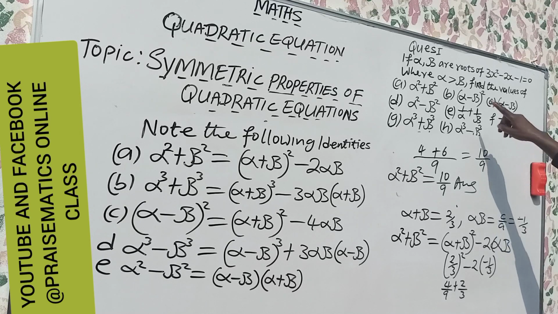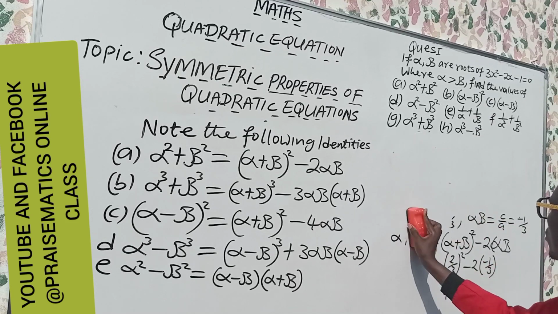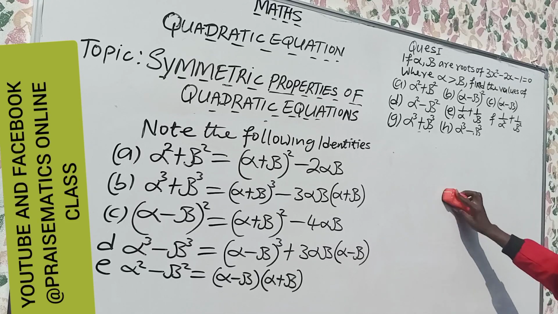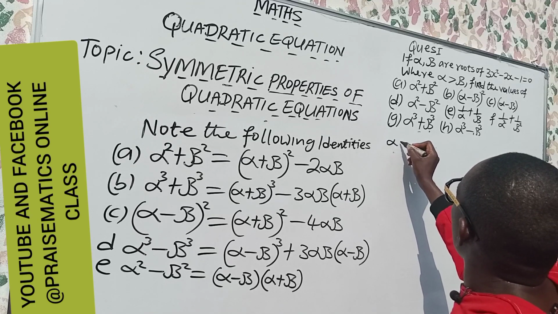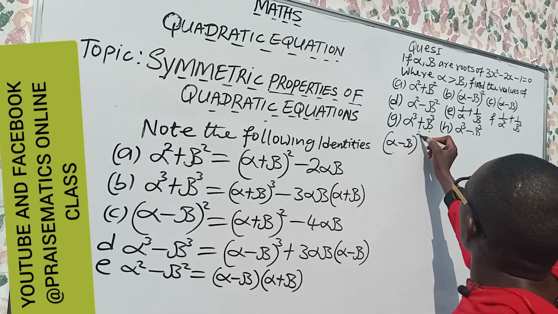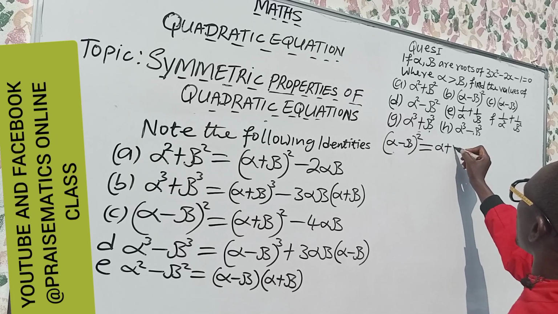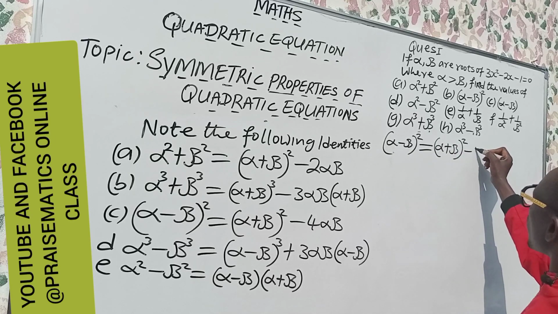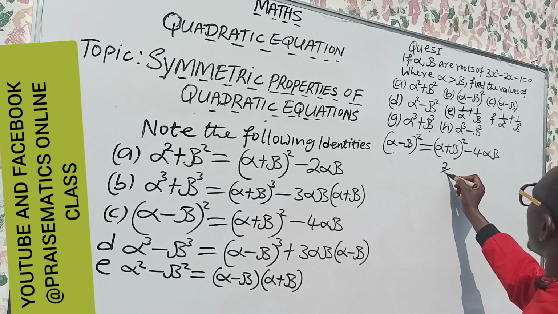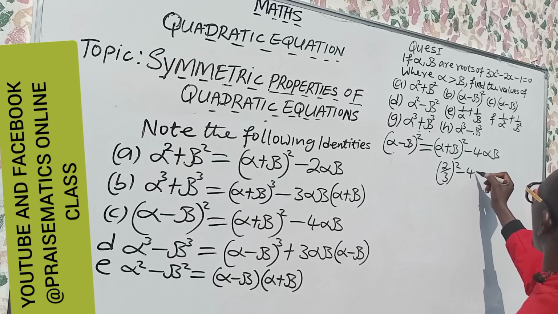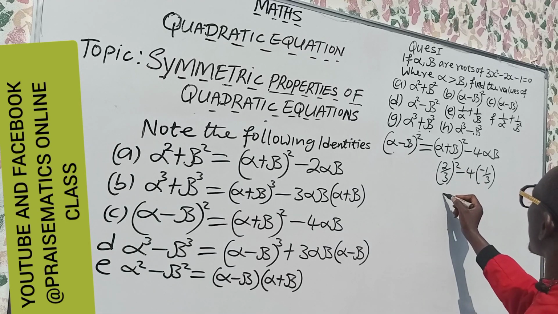So we are going to look at solution B. Solution B says alpha minus beta all square. The identity, pick the identity. The identity says alpha plus beta all square minus 4 alpha beta. Always remember that alpha plus beta here is 2 over 3 all square minus 4 into minus 1 over 3.